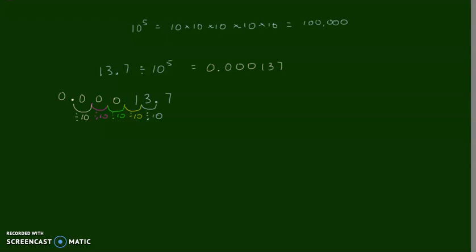Now, if you wanted a challenge, try to read this correctly mathematically. So pause it, think about it, and then I'll say the answer. So to read this number correctly mathematically, this is the tenths place, hundredths, thousandths, 10,000ths, 100,000ths, millionths. So if we're going to read the whole problem, it'd be 13 and 7/10 divided by 10 to the 5th power equals 0 and 137 millionths.